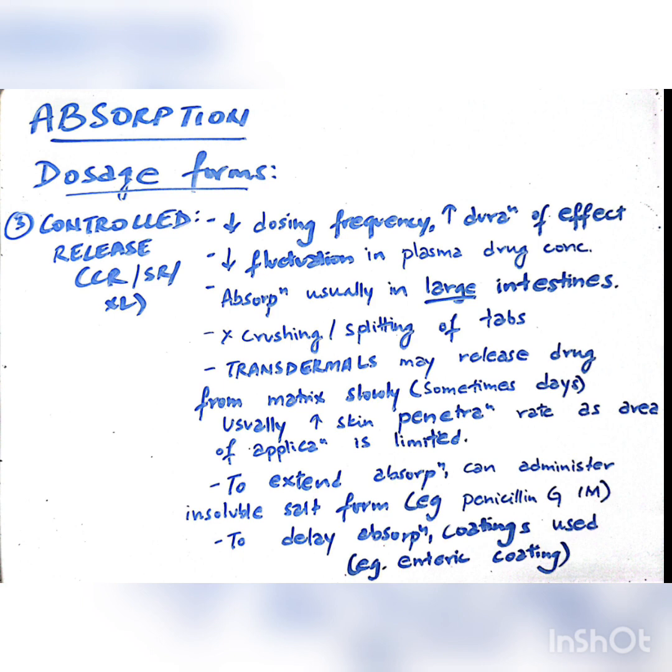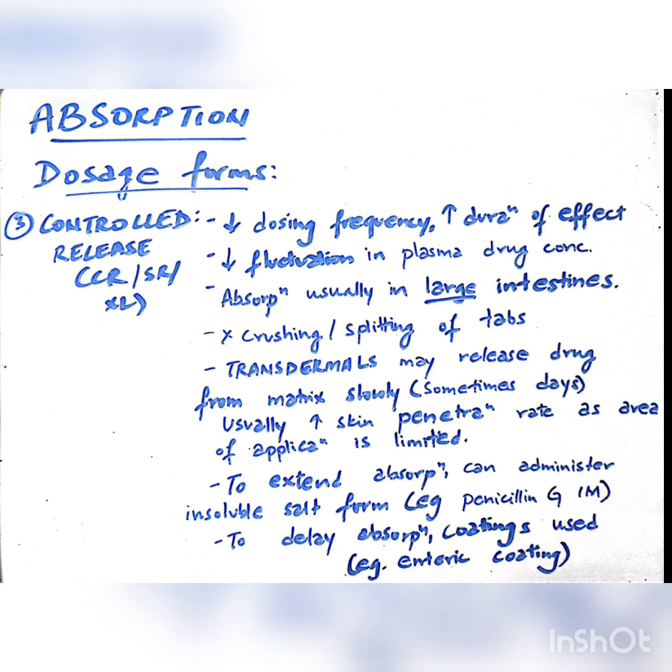In case of transdermal patches or transdermal drug delivery systems, these may release drug from the matrix slowly, sometimes up to days, such as the Evra patch. Usually medications that have high skin penetration rates are the ones that are given out as transdermal, as the area of application is limited and we have to keep rotating the area of application. Therefore, it's only a few drugs that are usually available in this form.